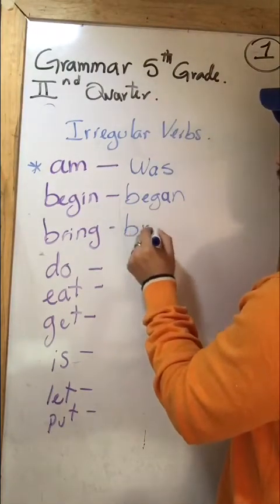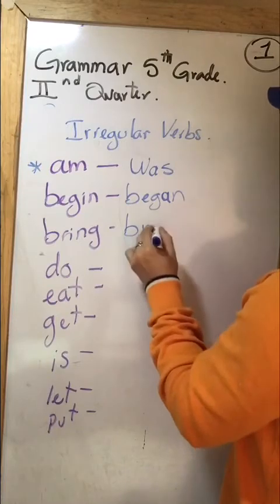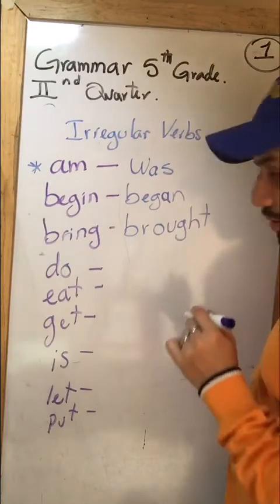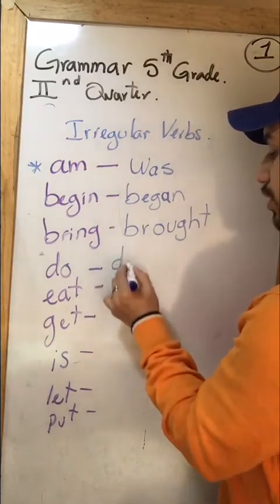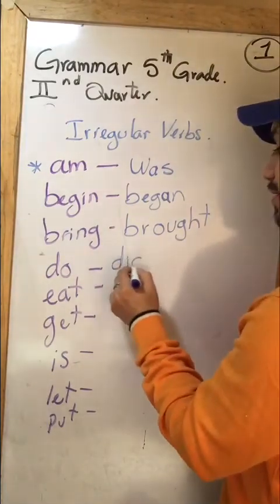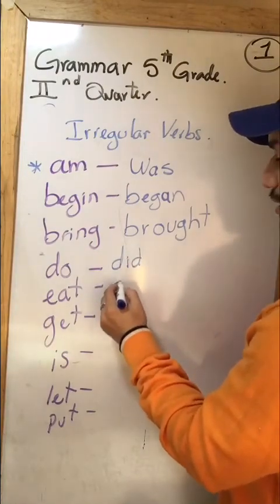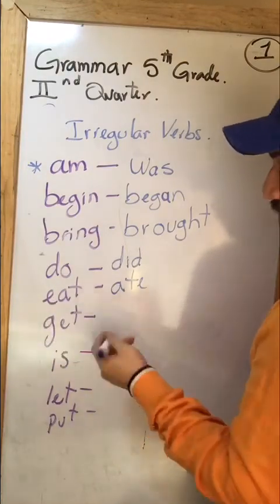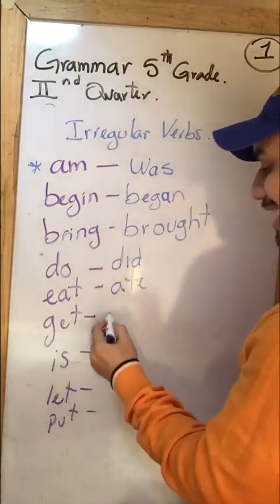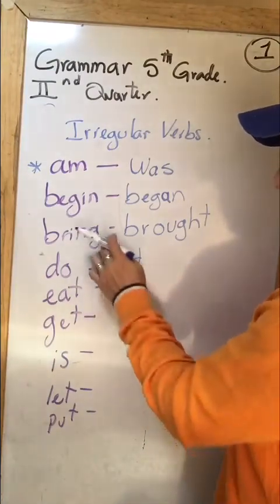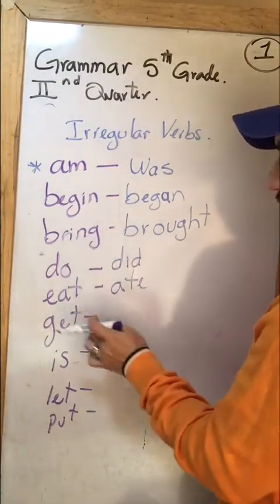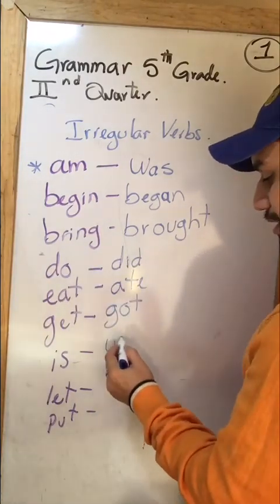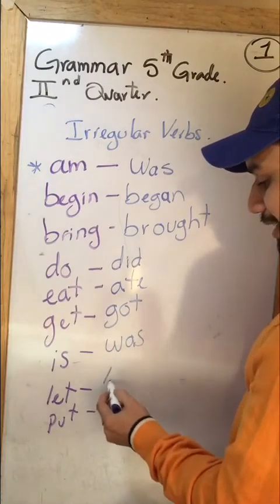Bring is when you get something for someone and you just take it for them. Brought. Do is the action of making something, so this would be did. Eat would be ate. Eat obviously is the action of consuming some sort of food. Get is kind of like the same with this. You bring in something, you're getting something, is got. Is was. Let is led.